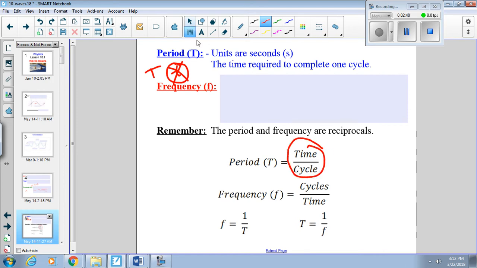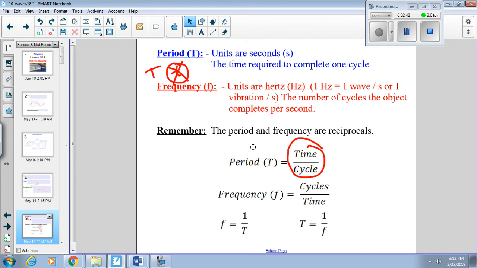Then we have frequency. Frequency is the reciprocal or inverse of period, and that is measured in hertz, because it hurts to do these problems. I'm going to assume you laughed on that one. And that's going to be cycles per time.